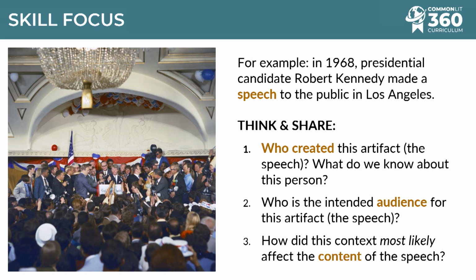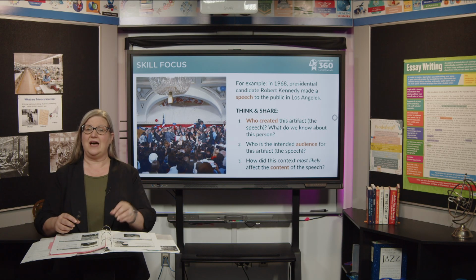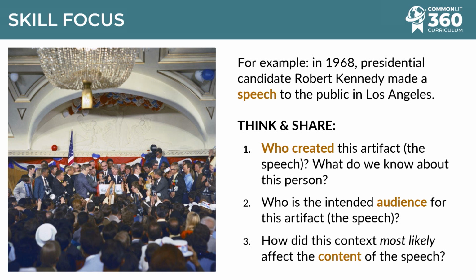For example, in 1968, presidential candidate Robert Kennedy made a speech to the public in Los Angeles. So I want you, with a neighbor, to think and share with your neighbor who created the artifact that's on your screen, the actual speech. And then what do we know about the person? Who is the intended audience for the artifact, the speech? And then how did the context most likely affect the content of the speech? So I'm going to pause for a minute and let you think and share with your partner.